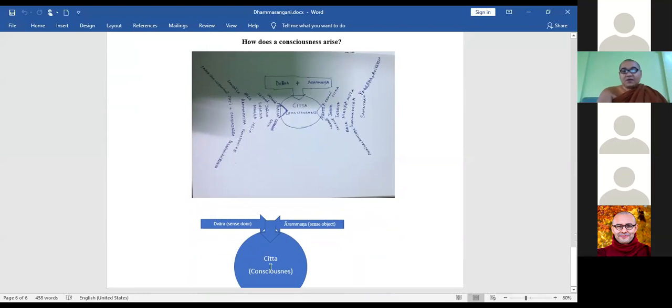Yeah, how a consciousness arises. Here, the sense door and also the sense objects are there. When they come into contact, there will be a consciousness. It may be either good consciousness or evil consciousness, or even resulting consciousness or whatever. So this way I want to make it.